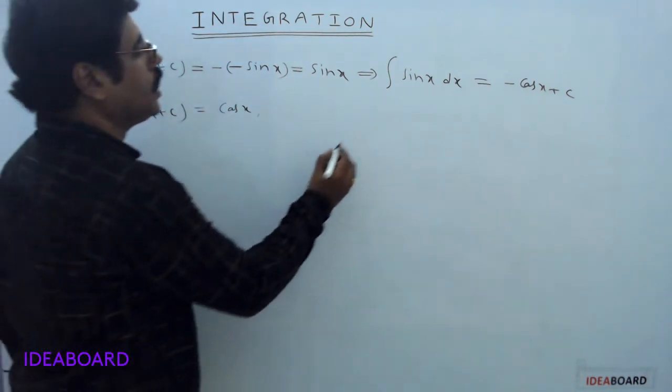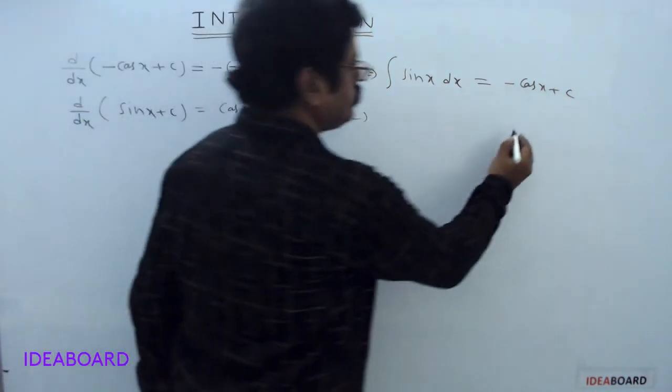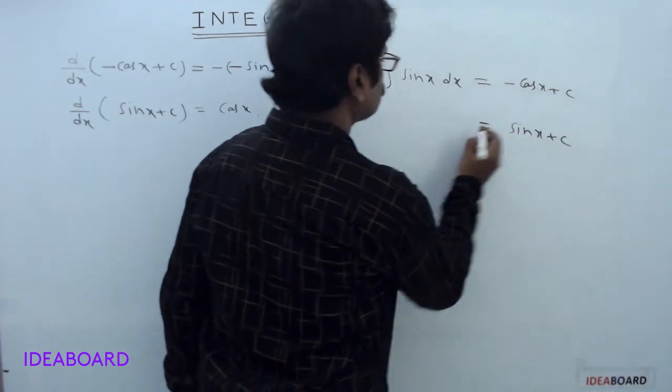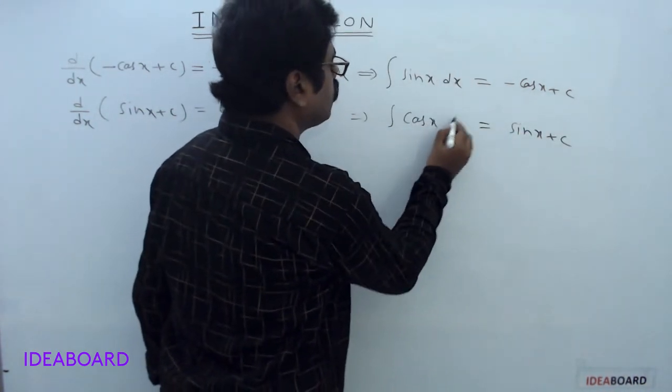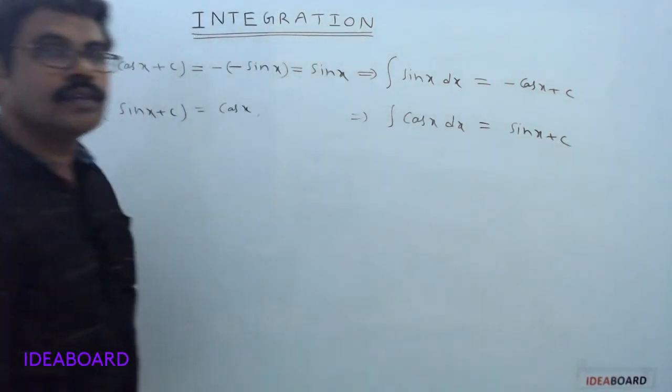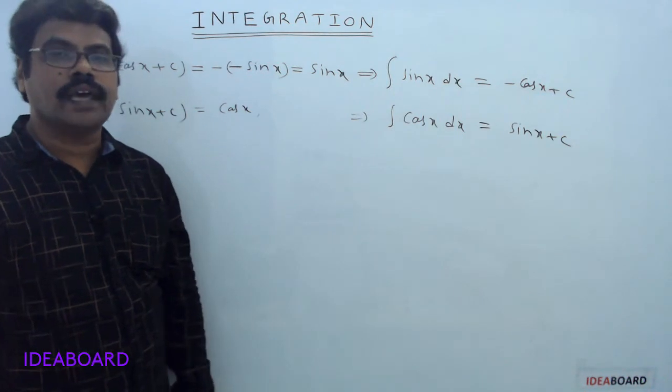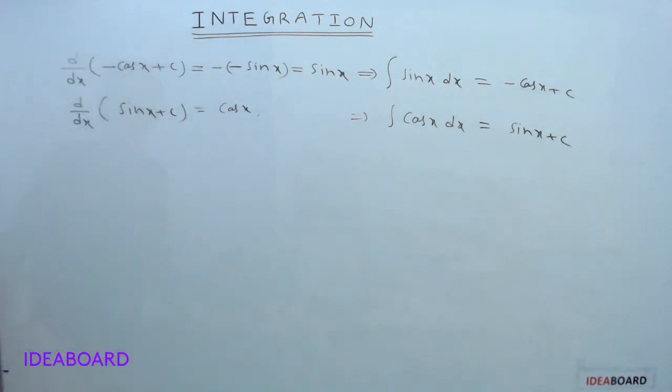It can be written as sin x plus c equals to integral cos x dx. What is the formula? Integral cos x dx equals to sin x plus c.